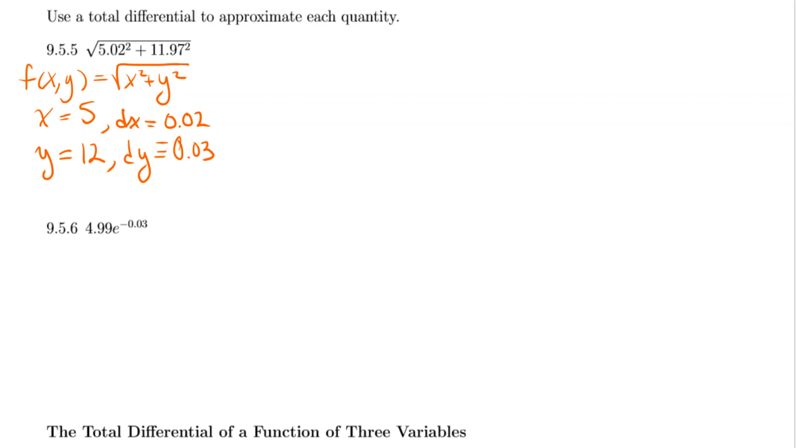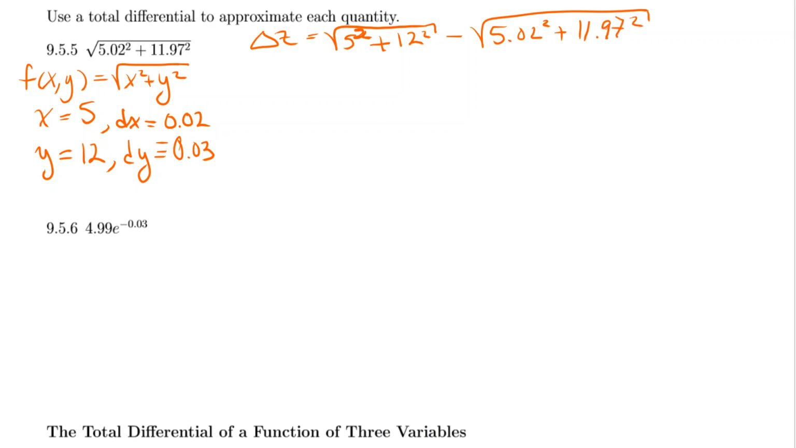So when you look at what delta z would be, it would be the square root of 5.02 squared plus 11.97 squared, minus the square root of 5 squared plus 12 squared. So I'm approximating this value. If you do it, you're just going to get 13 because it's one of those perfect trinomials. All right. So first up, I'm going to have to do some deriving. And it's gonna be a fun time.